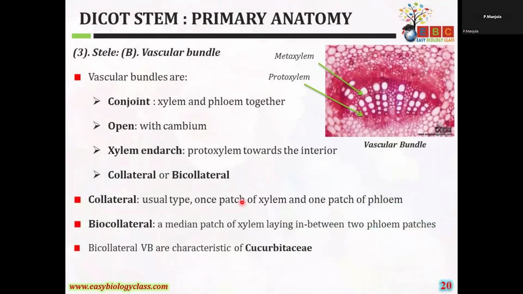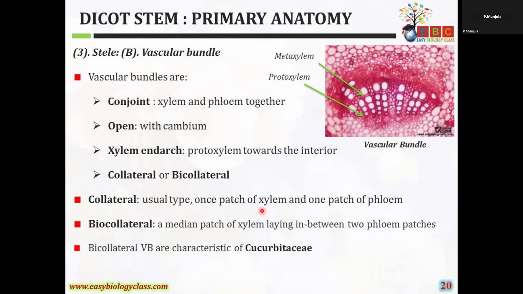The position of these vascular bundles is conjoint, that is xylem and phloem are present on the same radius, and open, that is cambium is present in between the xylem and phloem. If the cambium is present, it is called open. And the xylem is endarch. Endarch means protoxylem towards the inner side and metaxylem towards the outer side. And collateral or bicollateral.